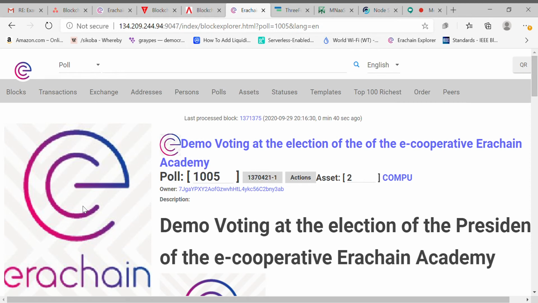This is a demonstration of the built-in functionality for the voting module of Erachain. The voting module example: voting at the election of the e-cooperative Erachain Academy.